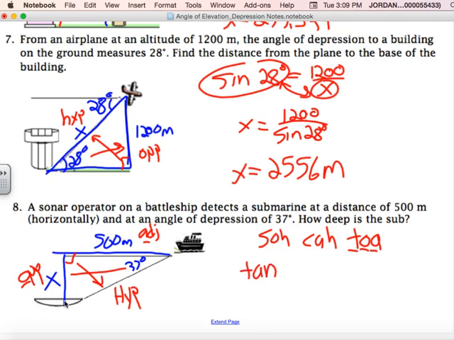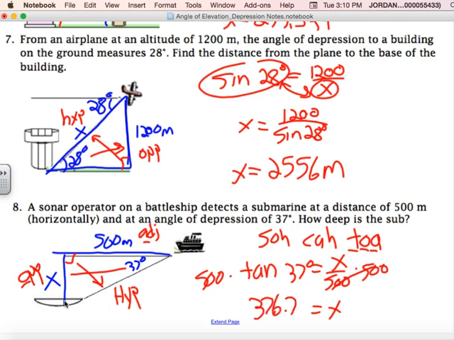So we'll do the tangent of the angle, 37 degrees, equals the side that's opposite, X, over the side that's adjacent, 500. And the variable's on top, so we just multiply by 500. So X is going to equal 500 times the tangent of 37. And that should give you 376.77, or you could round it and say about 377 meters. So that's the depth of the sub.